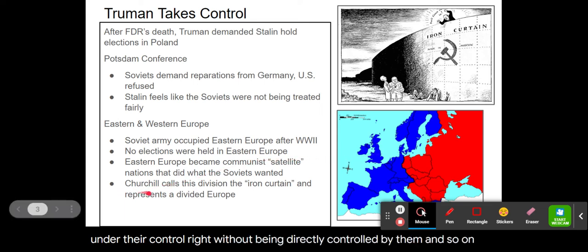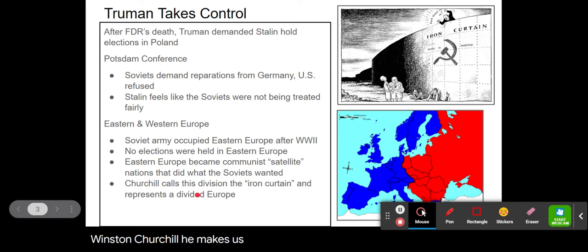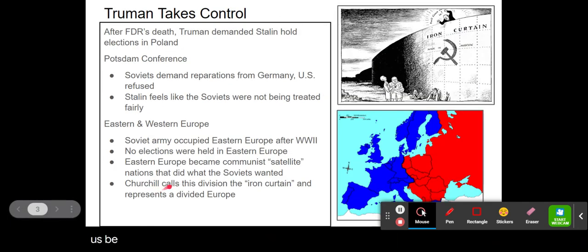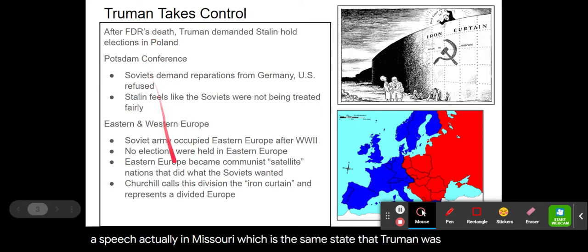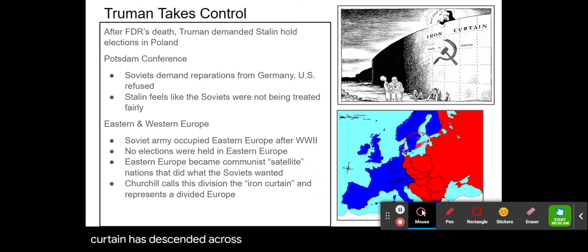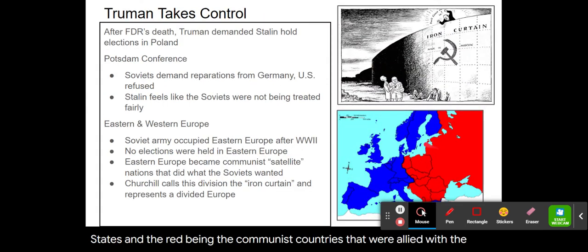And so Winston Churchill makes a speech that becomes very famous. He makes this speech in Missouri, which is the same state that Truman was from. Churchill is visiting from England, and he says that an iron curtain has descended across Europe, and we see this divide here: the blue being all the democracies and countries more allied with the United States, and the red being the communist countries allied with the Soviet Union. So we see a clear divide in Europe.